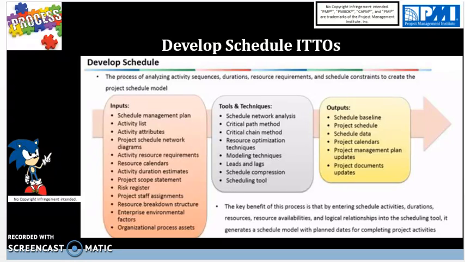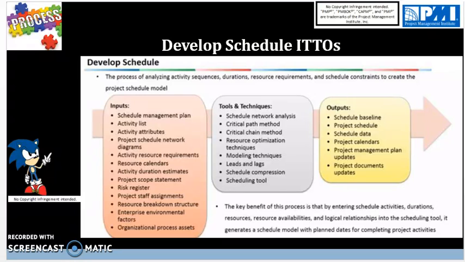Project staff assignments comes from the acquire project team process as part of human resource planning. Details on how to onboard people and how to remove them from the team is included in this. Resource breakdown structure is an output from the estimate activity resources process. It is a categorical breakdown of all resource types and is used for tracking earned value management, and the breakdown of resources needed on a job.